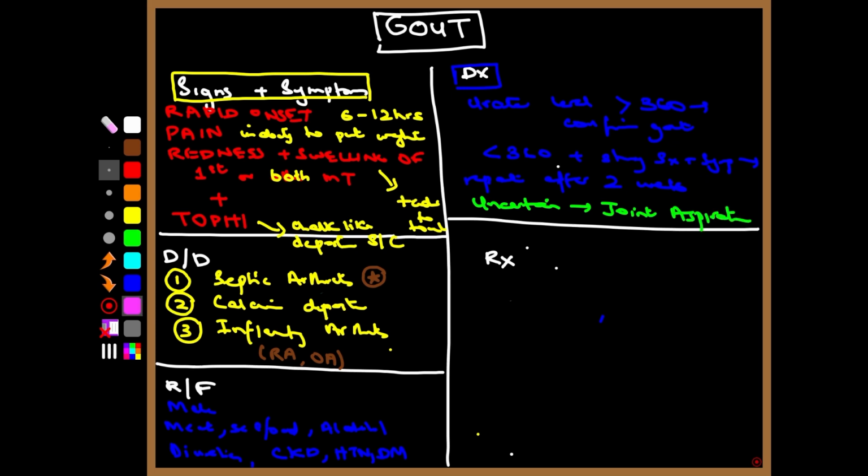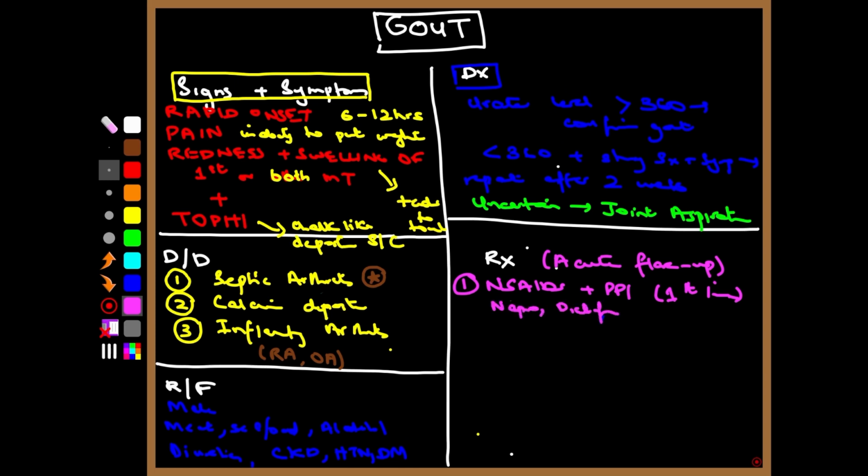For the treatment of an acute flare up, so we'll do a part two where we talk about the management of gout after the flare up, but this is where we'll be talking about the acute flare up. And the options that we have over here, number one, are NSAIDs, with of course our PPI cover. These are the first line treatments, and according to some studies, naproxen, diclofenac are the NSAIDs of choice.